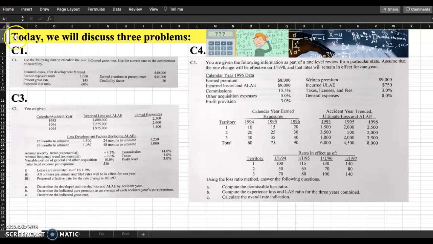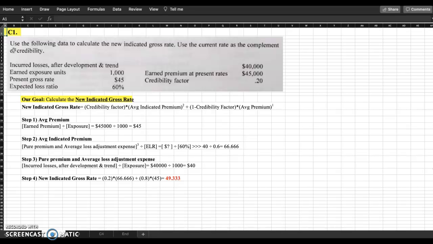So let's start by looking at the first problem. Using the following data, calculate the new indicated growth rate. Our goal here is to calculate the new indicated growth rate, and the new indicated growth rate is calculated by the credibility factor times the average indicated premium plus 1 minus the credibility factor times the average premium. Notice that the average indicated premium is different from the average premium.